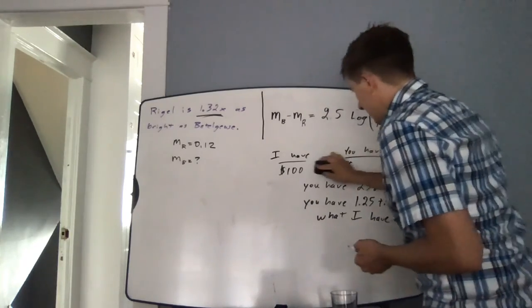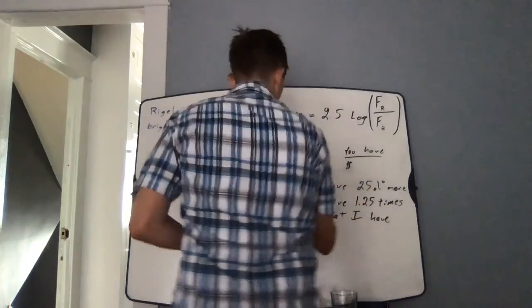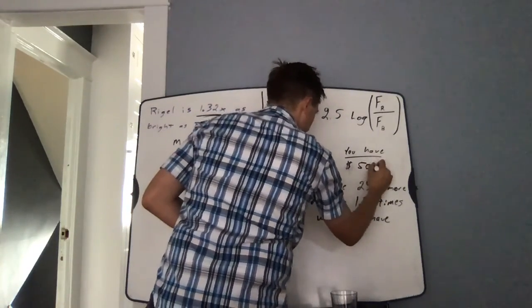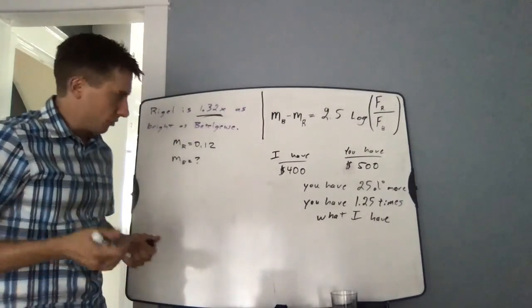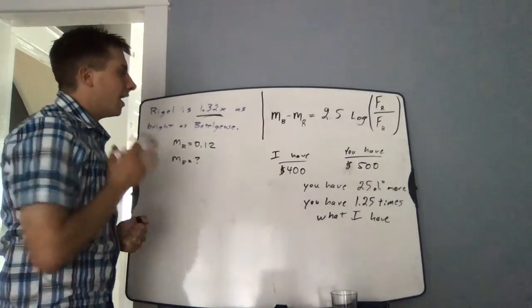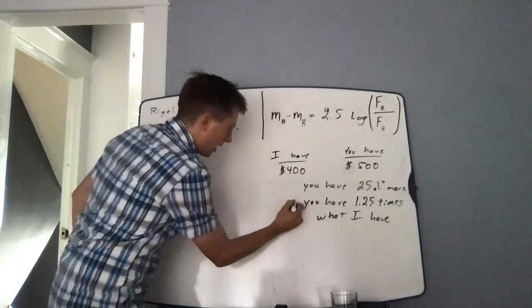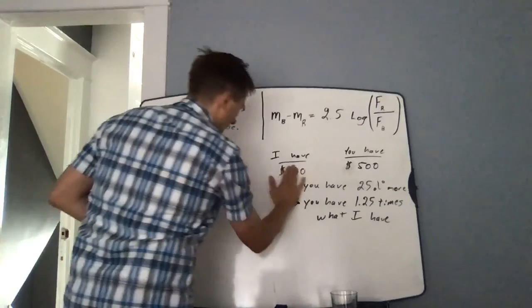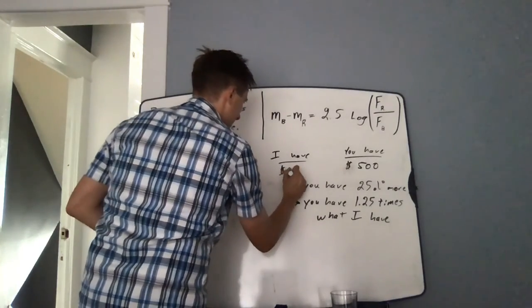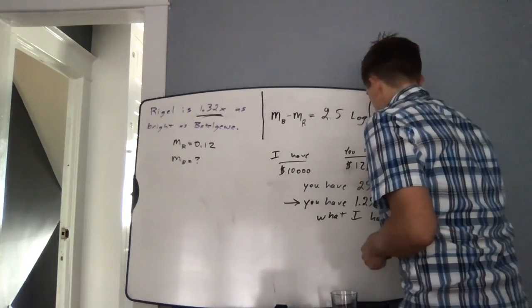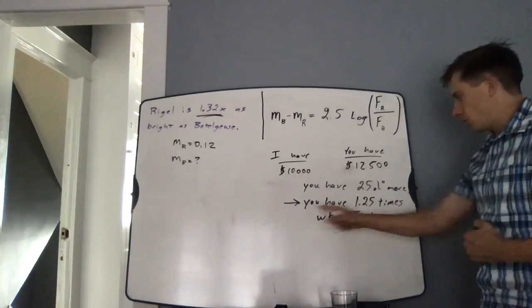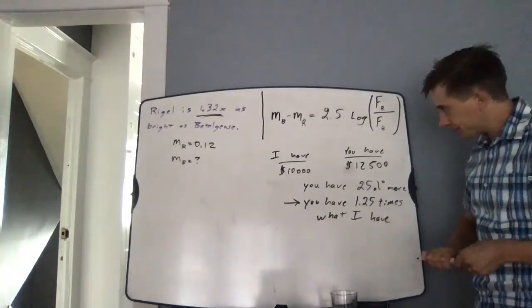If I were to say instead, I have 400 and you have 500, this is better for both of us. I fully support this. The statement, you have 1.25 times what I have, still holds true. And if I say I have $10,000 and you have $12,500, again, you still have 1.25 times what I have.